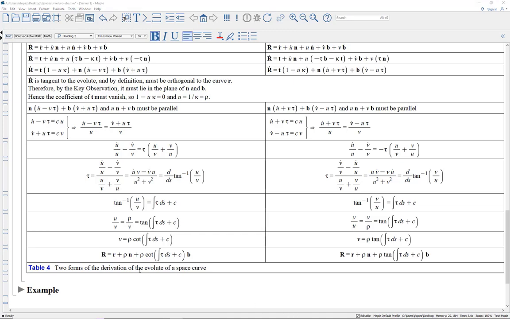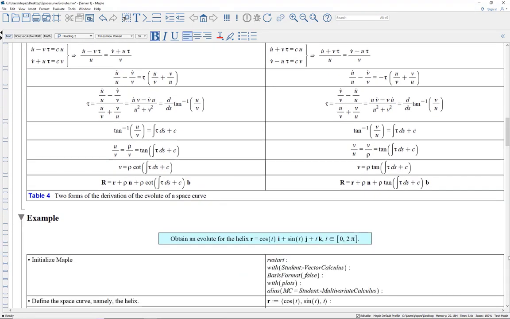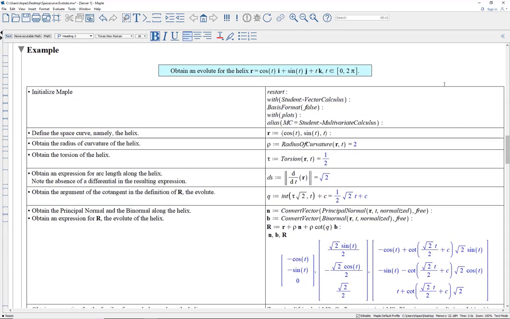Well, as I was learning this stuff, I definitely needed an example. I needed to see what this stuff looked like. And I picked the helix because there was a helix in one of my books, and it gave me something to look back at and say, am I on the right track? Okay, so here's my helix. Little r, cos t, sin t, t.